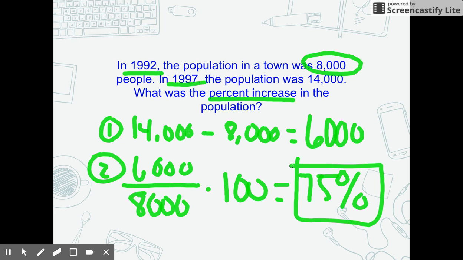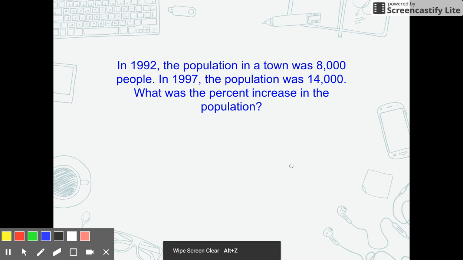That's a huge increase. So just in 5 years, this town's population has increased by 75%. Which again, if you're making plans for the future, you need to know this because they have to make sure they have enough schools. They've got to make sure the infrastructure is good. Okay, so again, if you need to go ahead and pause this, you can do that, but I'm going to go ahead and move on to the next problem.